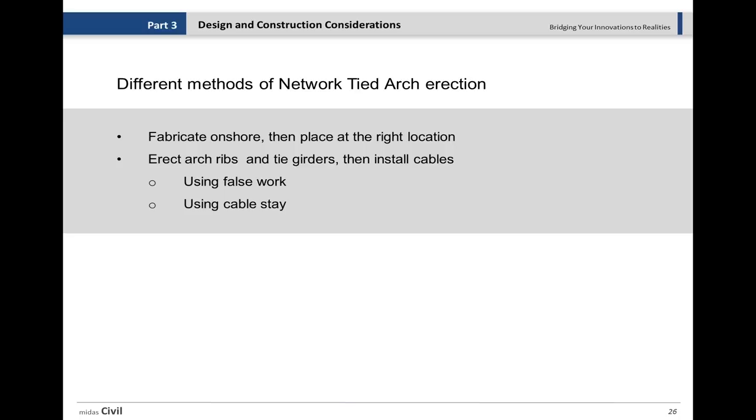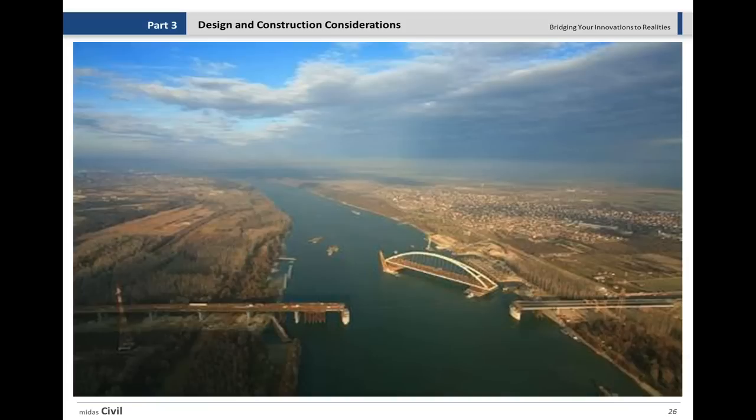Beside the design, now let's talk about some erection of network tied arches. In general, I can say there are two general types of erection. One is fabrication on shore, and then bringing the structure in place and then jacking them or pulling them and placing them in the right location. Another one is using false works. Using the false work, there are different methods. One is just using regular fixed false works. Another one is cable stays.